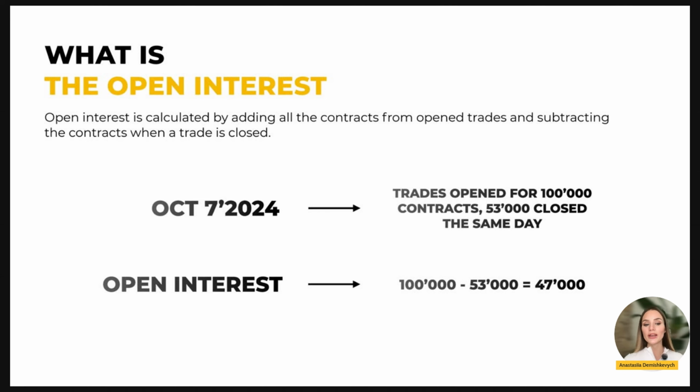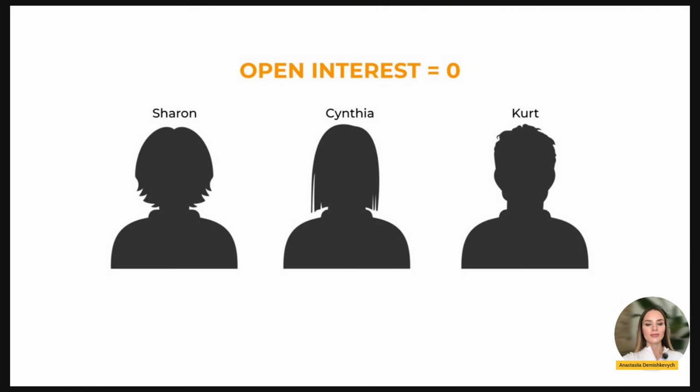For example, if, let's say, on October 7, 2024, traders opened the positions on one asset for 100,000 contracts in total, and then 53,000 were closed by the end of the day, the outstanding amount of contracts will be 47,000. This is the open interest. If it's still not quite clear, here is a different example.